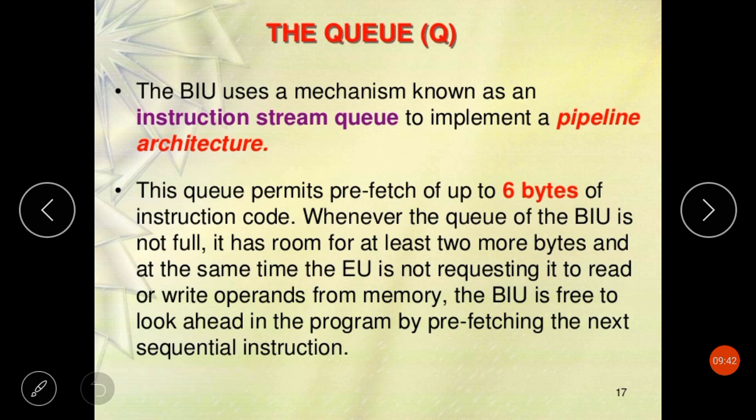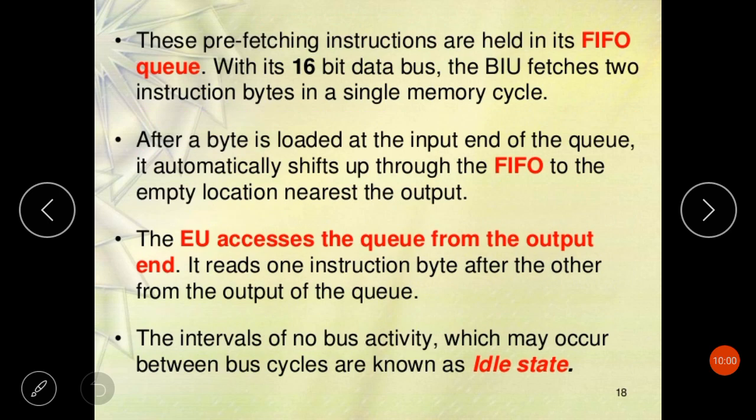The bus interface unit continues this process as long as the queue is not full. Due to this, the execution unit gets the ready instruction in the queue and instruction fetch time is eliminated. The queue operates on the principle first in, first out, so that the execution unit gets the instructions for execution in the order they are fetched.